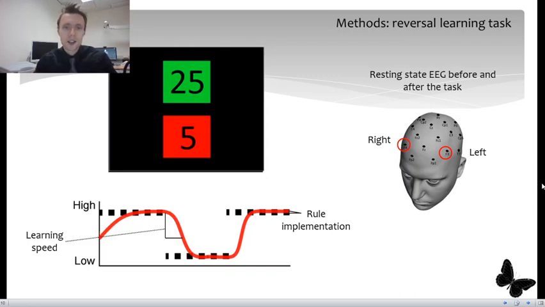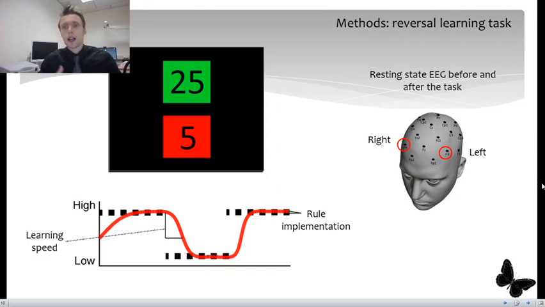And second, the rule implementation, which basically is how well they implement the rules. So if the high risk option is the better option, are they actually taking the high risk? And if the low risk option is the better option, are they actually taking the low risk? Or are they hovering somewhere in between and not really know what they're doing? So we wanted to look at those two aspects of learning.